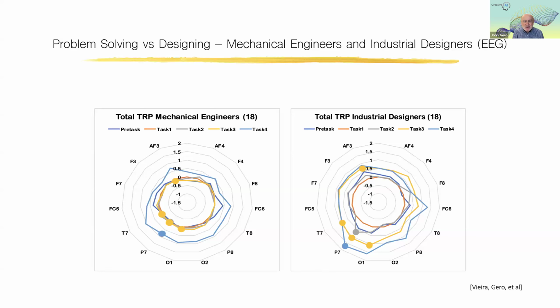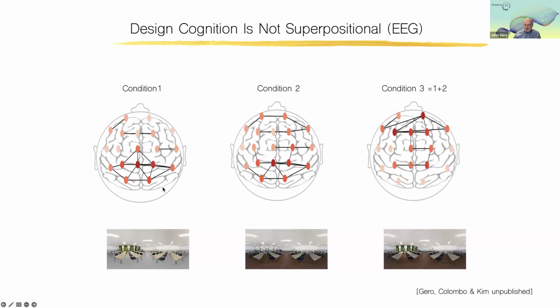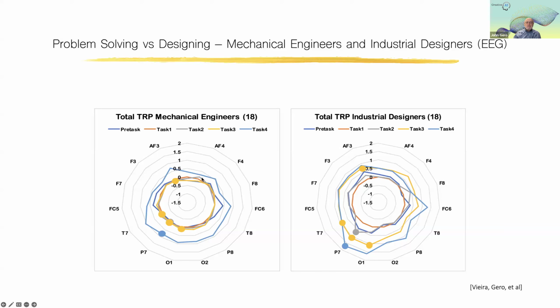At the same time, we also look, these are professional engineers and industrial designers, and it turns out industrial designers' brains respond differently to the same task compared to mechanical engineers. What we see here is that industrial designers have higher activations in their brains than mechanical engineers. Why this is, we don't know.